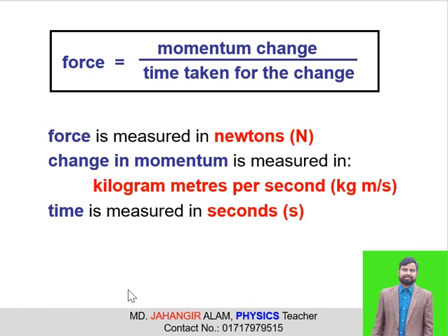Next one, force equals momentum change divided by time taken for the change. Force is measured in Newton. The short form is capital N. Change in momentum is measured in kg m/s, that means kilogram meters per second. Time is measured in seconds.